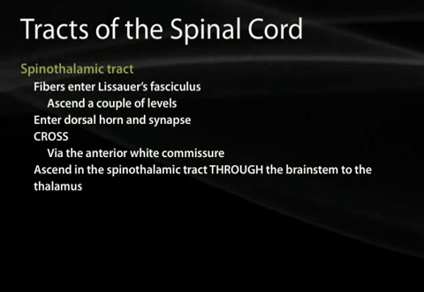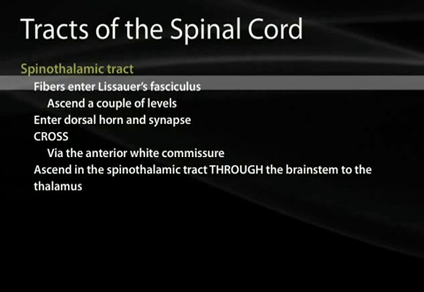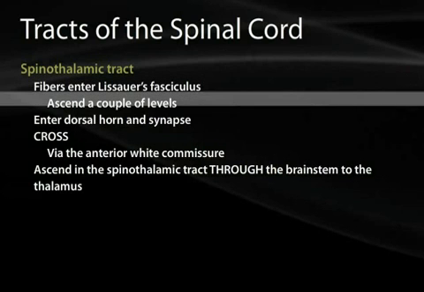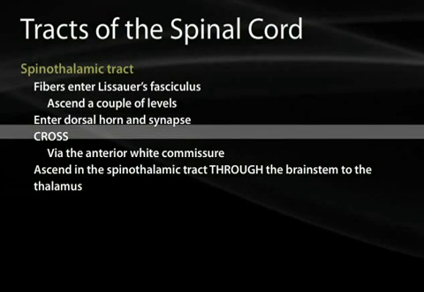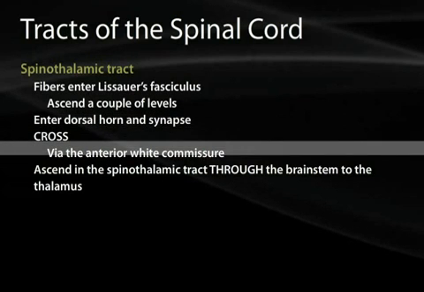So let's follow this track. The fibers from these pain and temperature neurons will enter the Lissauer's fasciculus of the spinal cord. At that point, they ascend a couple of levels and enter the dorsal horn, and they synapse. At that point, they will cross via the anterior white commissure.